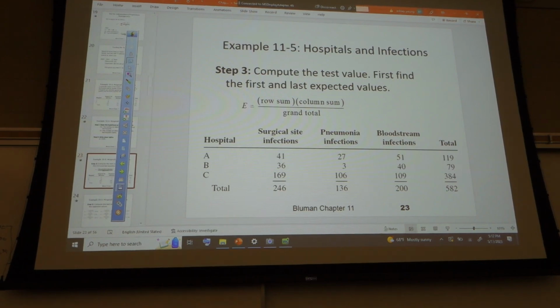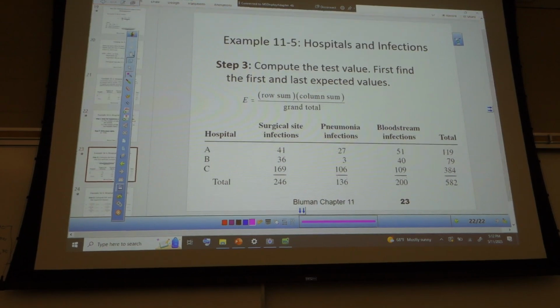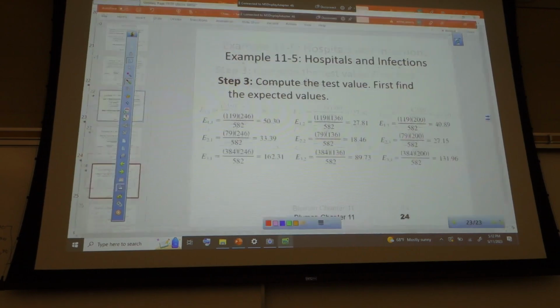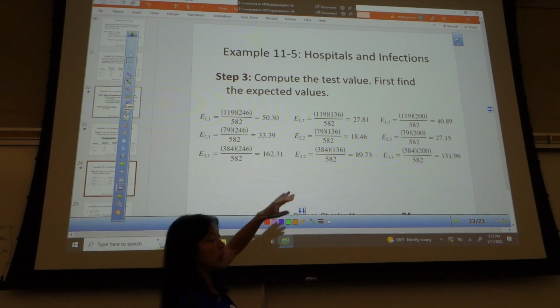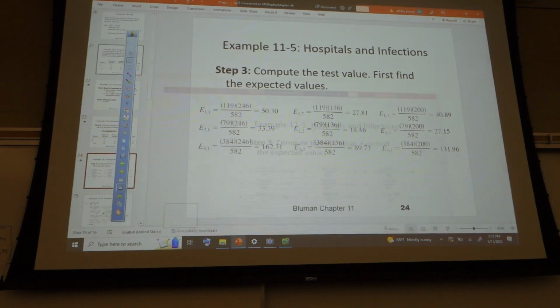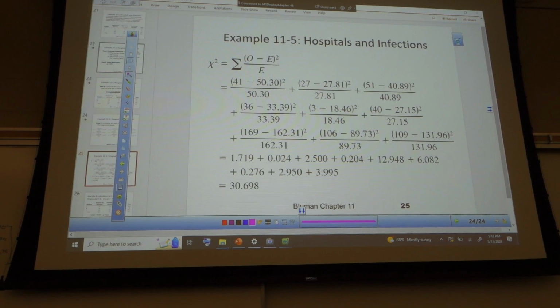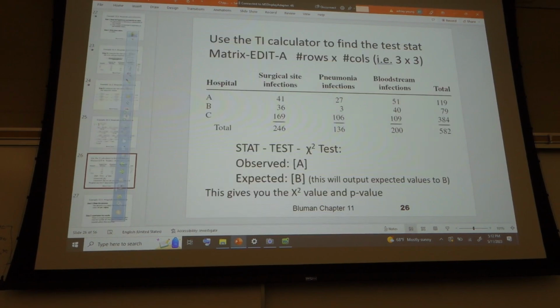So then step 3, find the first and last expected values, which we just showed you how to do a second ago. Here are all of them. In previous semesters, people would have to find all of them and then do the observed minus expected squared over expected for all of them and add them up. The very first semester I taught them, they had to do this and come up with the chi-squared that way. You don't. Instead, you can just do it this way.